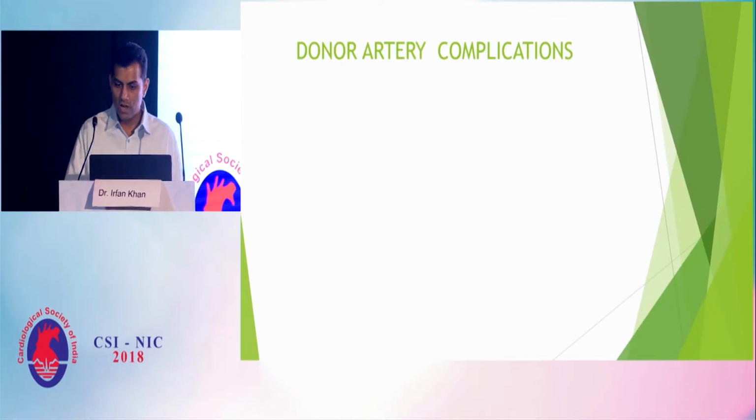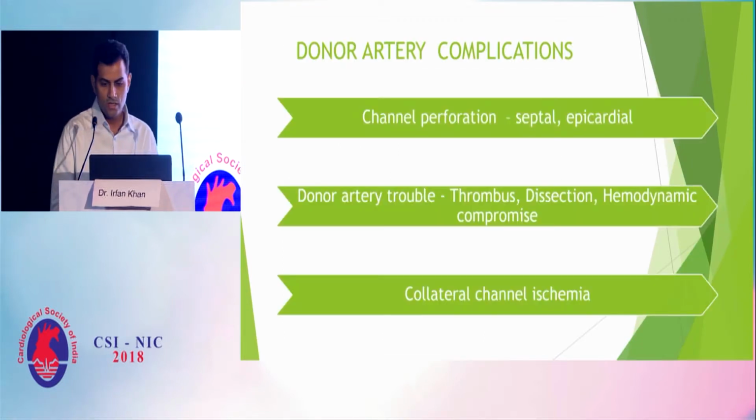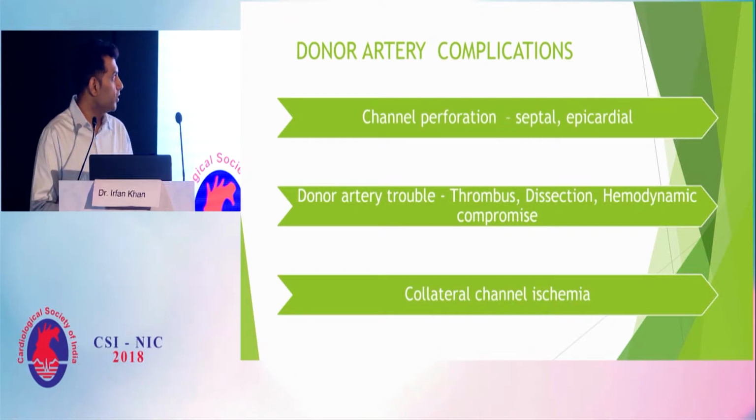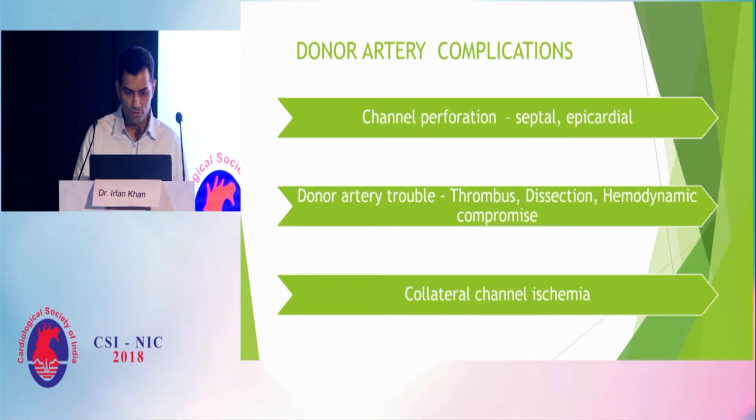So what are the donor artery complications which we are looking at? We have channel perforations, septal or epicardial perforations. We can have donor artery trouble in the form of thrombus, dissection, hemodynamic compromise, and collateral channel ischemia. So let's start with a case first.